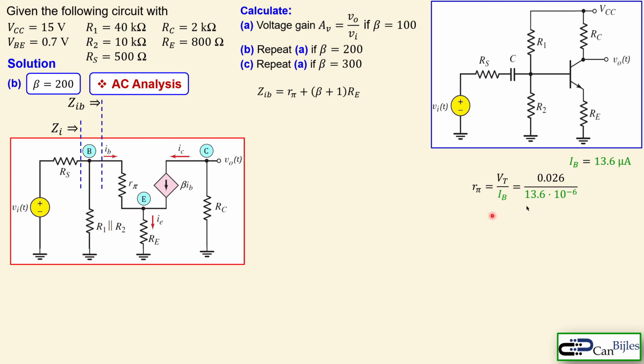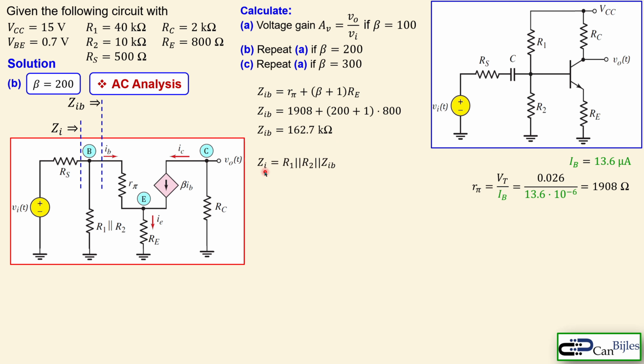Again using the same formula, but now the 13.6 microamps instead of 25.9 microamps we had for beta is 100. So now you see it is now 1908 ohms. So it has increased almost by a factor of 2, in this case for the R pi. Now substitute this value in here, also the beta is 200. Now you will have a larger value for the ZIB.